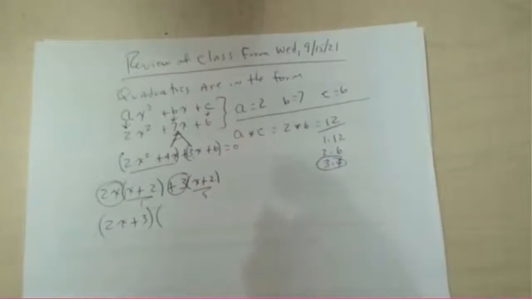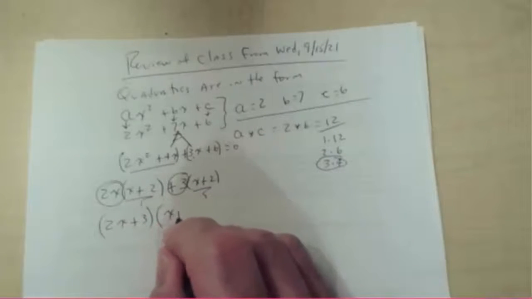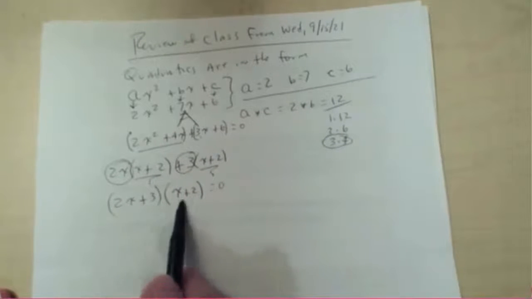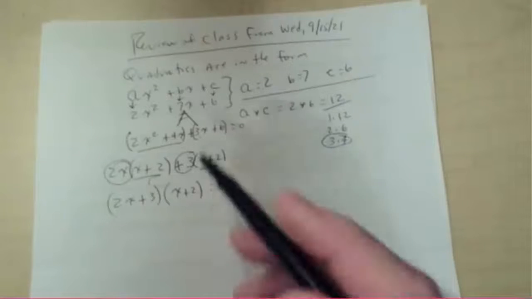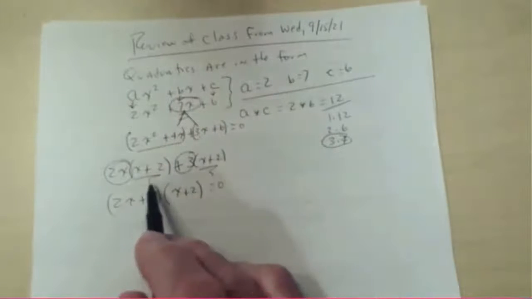Now there's 2 of them, but we only need 1. x plus 2 equals 0. These are the 2 factors. And that's basically all there is to it. And again, what are we doing? We're splitting up the linear term into 2 terms, grouping them together, and then factoring out what we can factor out.